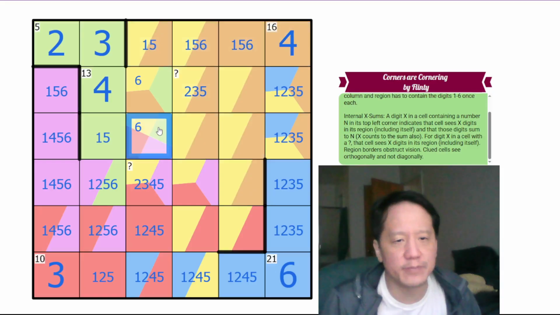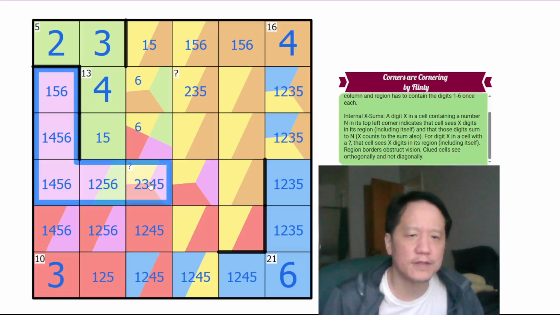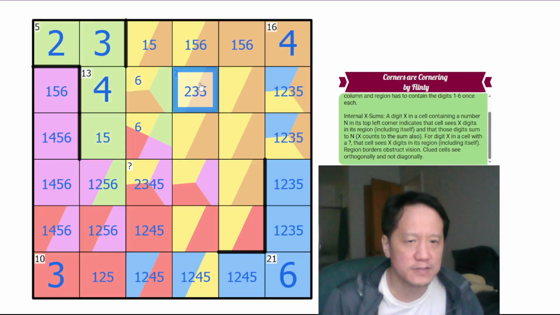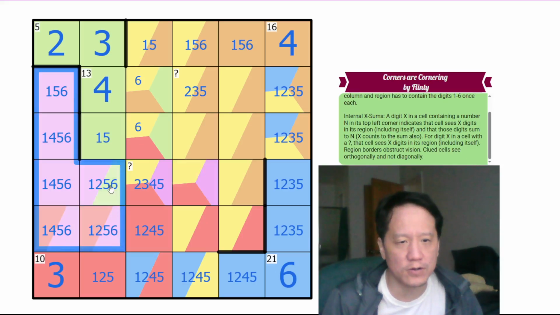Oh wait, this can't be pink. If we tried to force this to be pink, then the problem is green wouldn't be large enough as a region, right? Because it can't go 1, 5, 1, 5, 6. Can't go 6 there, or 6 there in that case. So this cannot be pink. Well, pink then is here, or it has to exit out this way.